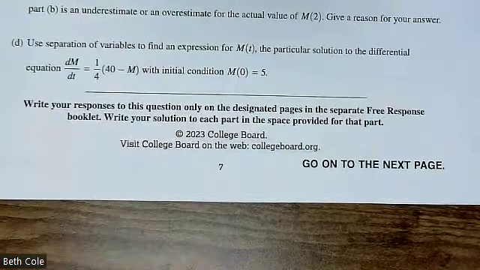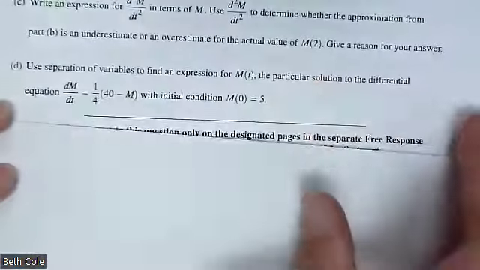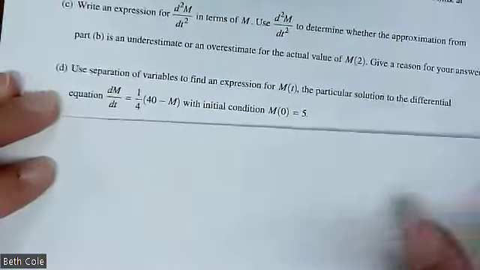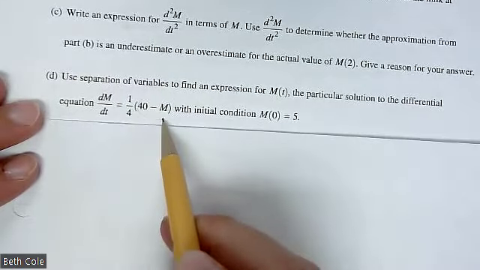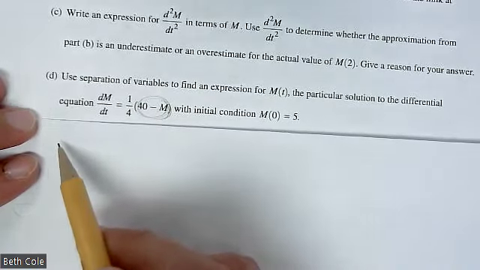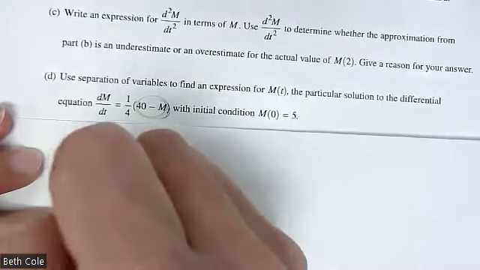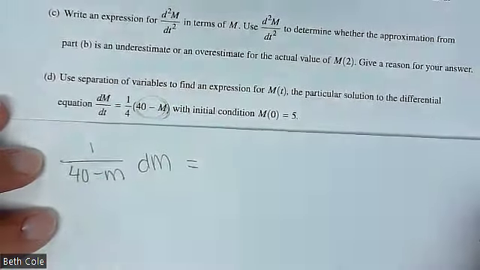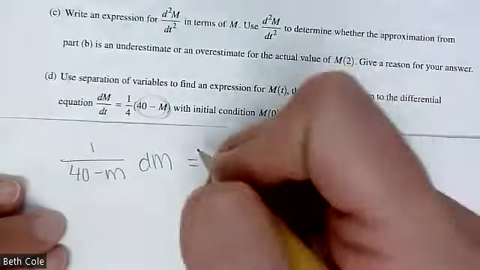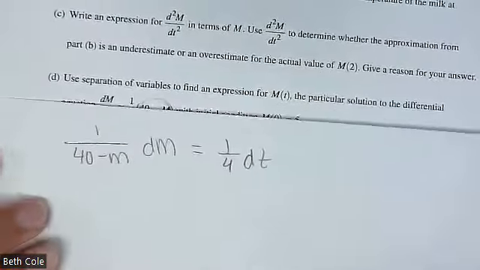All right, and then part D, here it is. This is your differential equation. It's going to be on there. They're going to have you do this. Use separation of variables to solve the differential equation. Your initial condition is (0, 5). What you need to do to move the m over is divide this whole thing to the other side. So that is going to be 1 over 40 minus m. You with me? All right, dm equals, and then what's still left on the other side? 1/4 dt. Perfect.